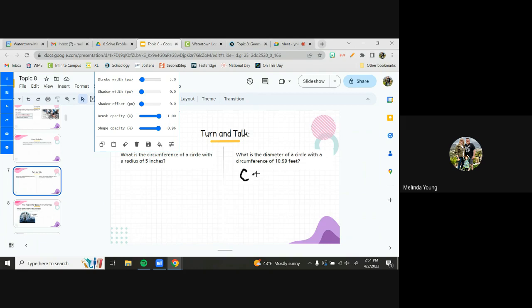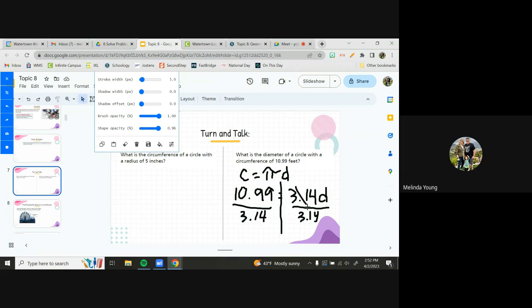So if we're still going with this circumference equals pi times diameter situation here, we don't know what the diameter is. So we're going to keep that as D. We know that the circumference is 10.99. So I'm going to say 10.99 equals, and I'm going to use 3.14 for pi. And then we don't know what the diameter is. So this is like a one-step problem. So in order to figure out what the diameter is, you would divide both sides by 3.14.